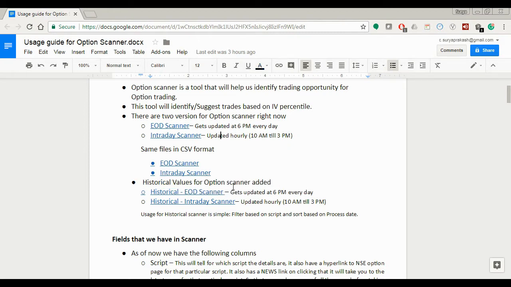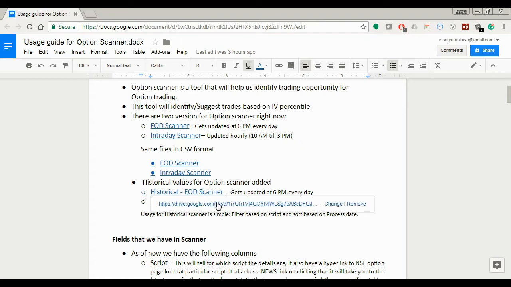The historical values for the EOD scanner and intraday scanner. Since the EOD gives a particular snapshot on a particular day, what happens if we want to see how it behaved over a period of time? That will be a very good learning point as well, for which we can go ahead with the historical EOD scanner or historical intraday scanner.